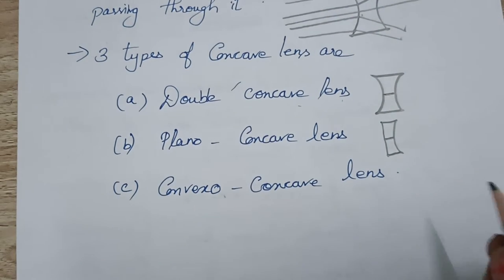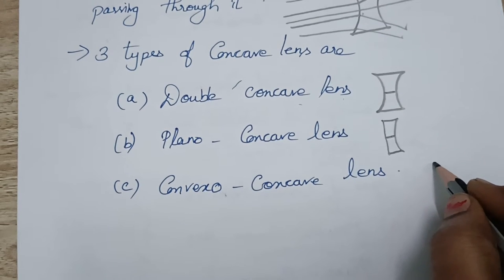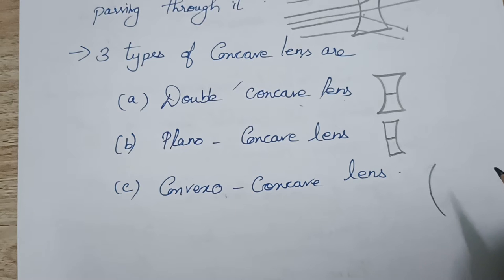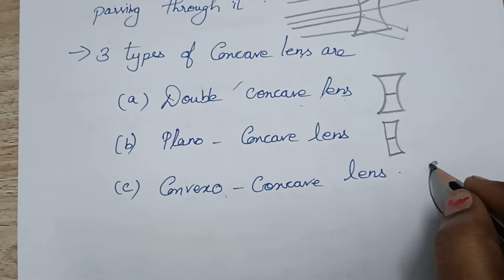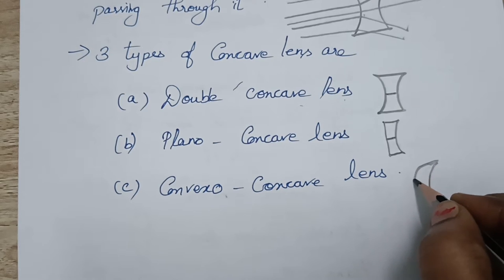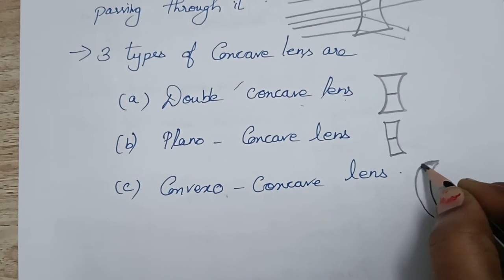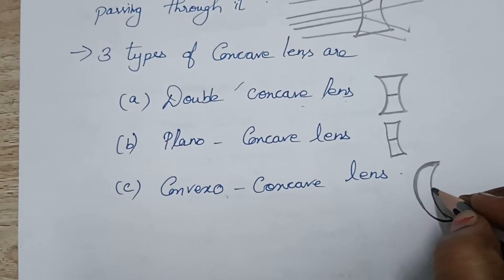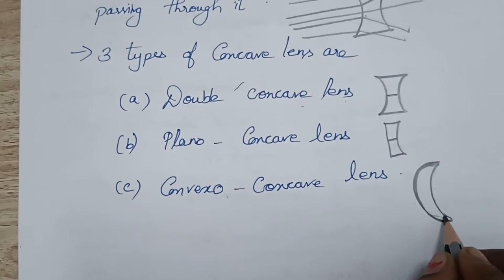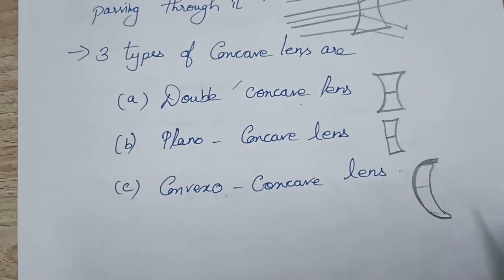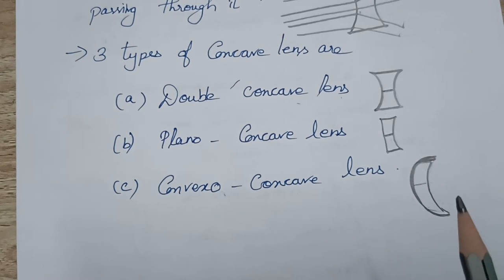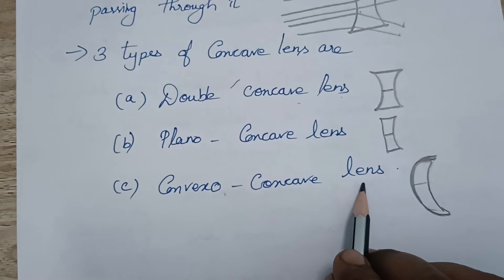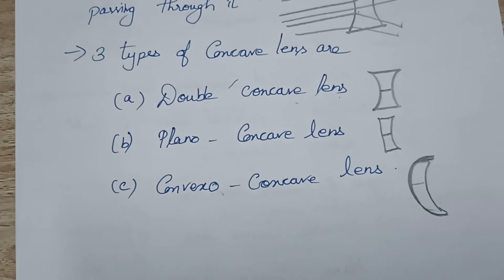Convexo concave lens. Your front portion will be curved. This is curved outwards, this is convex, and this is curved inwards, this is concave. Actually it will be thin at the middle and thick at the edges. So this is a convexo concave lens. The net effect will be the diverging of light rays, so it is called a concave lens. It has both surfaces, one curved inwards as well as one curved outwards. The net effect will be diverging of the rays, so it is called a diverging lens.